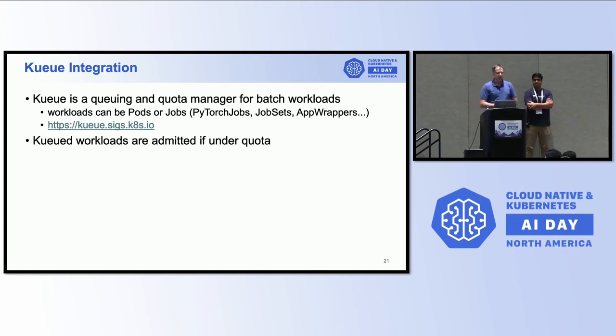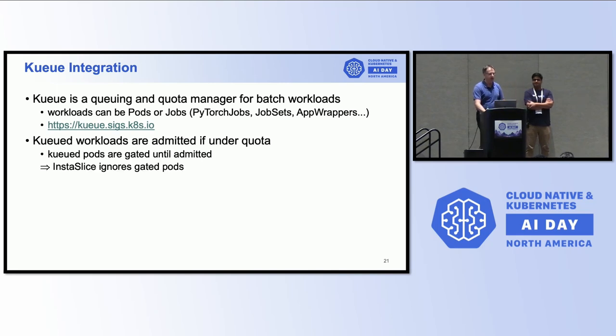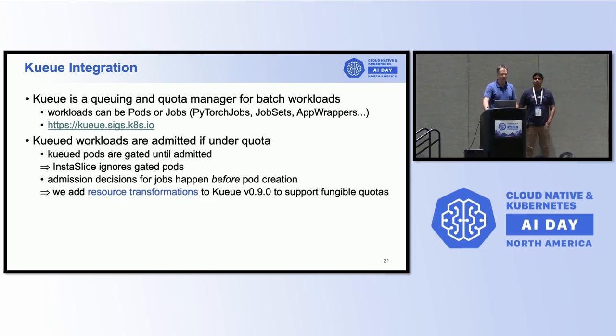Now, when it comes to queuing, we use Kueue in our clusters to do queuing of jobs, and Kueue can do lots of neat things. I'm sure you heard Aldo, among others, describing this morning. We need to make Kueue and InstaSlice understand each other. One half of that is to make InstaSlice understand that a queued pod should not be given a slice yet. It has to be admitted before you give it a slice. Kueue and InstaSlice both use pod gating, so InstaSlice understands that gated pods should be ignored until they are ungated.